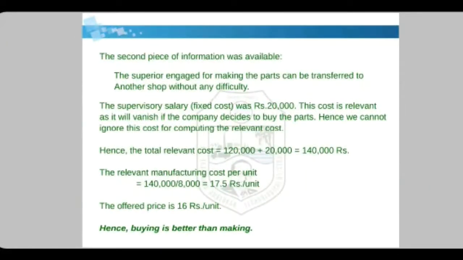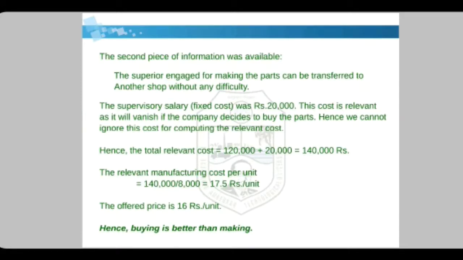The second piece of information was available. The supervisor engaged for making the parts can be transferred to another shop without any difficulty. The supervisory salary was 20,000. This cost is relevant as it will vanish if the company decides to buy the parts. There is a supervisory cost of rupees 20,000, and if we decide to buy, then this supervisory cost will vanish. Hence, we cannot ignore the cost in computing the relevant cost. So, the supervisory cost also we have to consider.